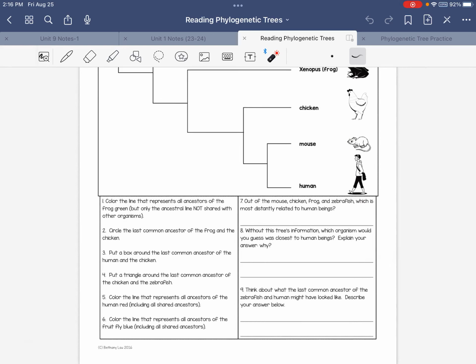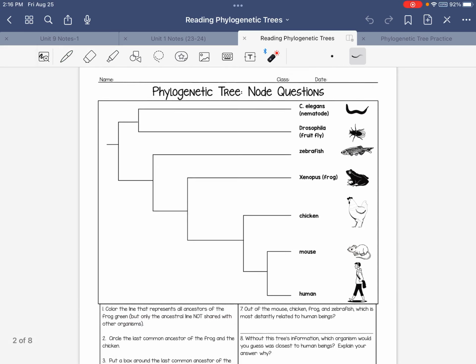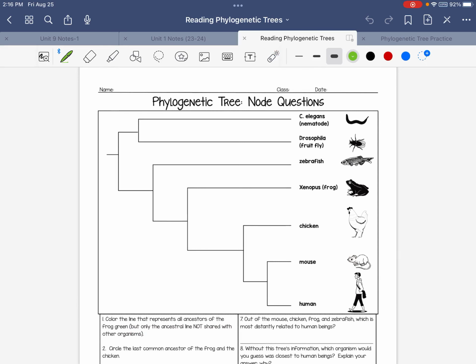So, number 1 here says, color the line that represents all ancestors of the frog green. So I'm going to change my color to green here. It says, but only the ancestral line not shared with other organisms. So we want the ancestral line, but only the line that is just for frogs. So our frog is over here. We're going to start here. We're going to go all the way back on this line, all the way back to here. And those represent all the ancestors of the frog that are just to the frog.